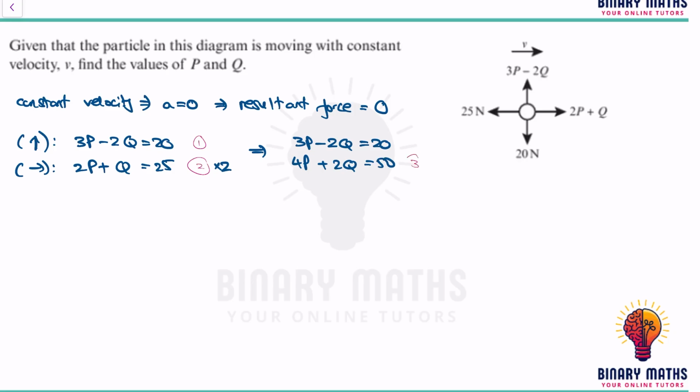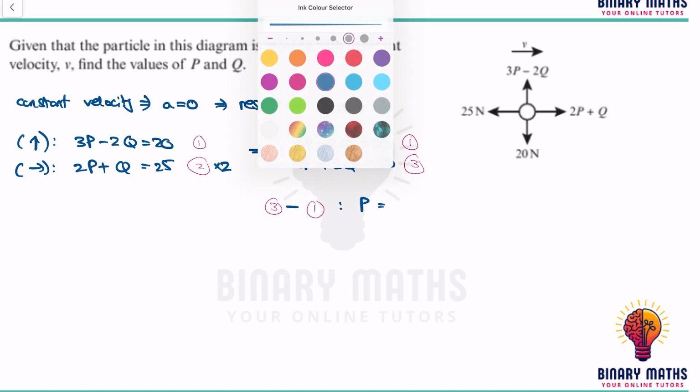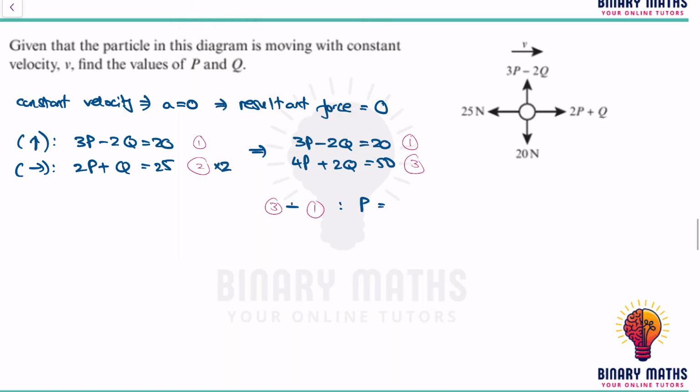So let's call this equation 3, because we've only changed that one, and that's still 1. If we do 3 take away 1, we end up, sorry, 3 add 1. What am I doing? Because the Q's are opposite signs, so we add. When we add the two equations together, we get 7P is equal to 70, which means P is equal to 70 divided by 7. P must be equal to 10 newtons.